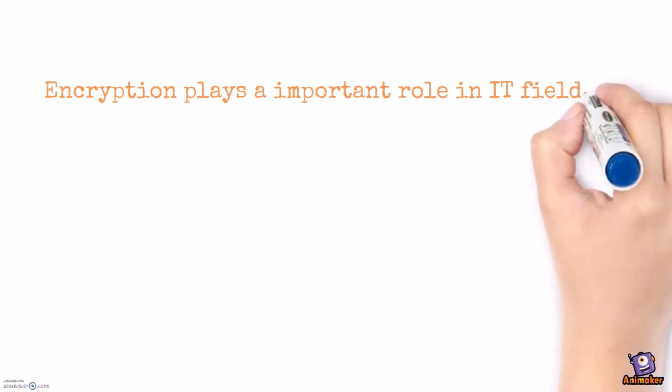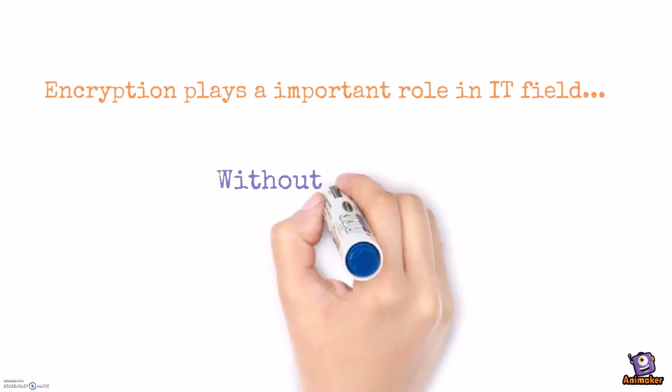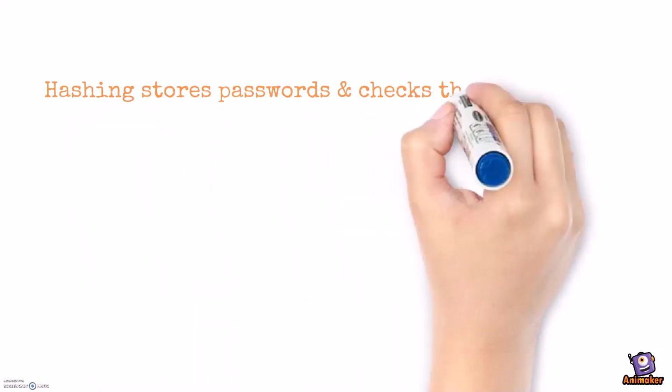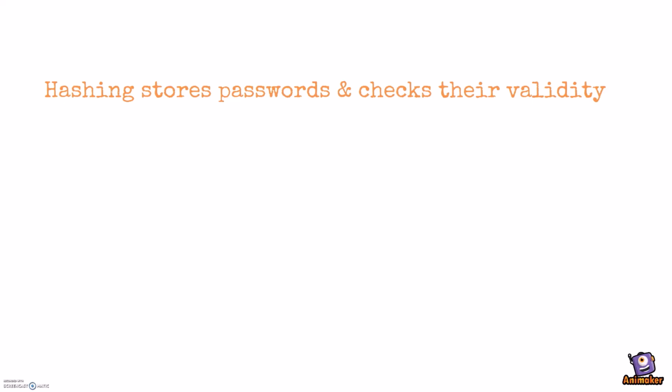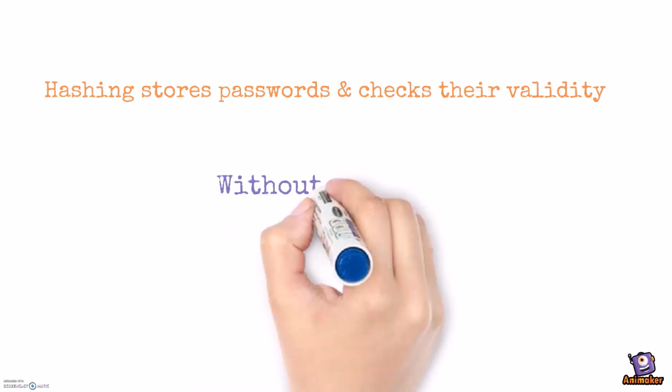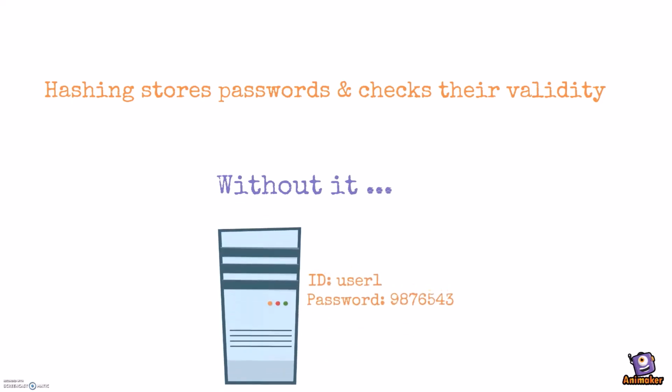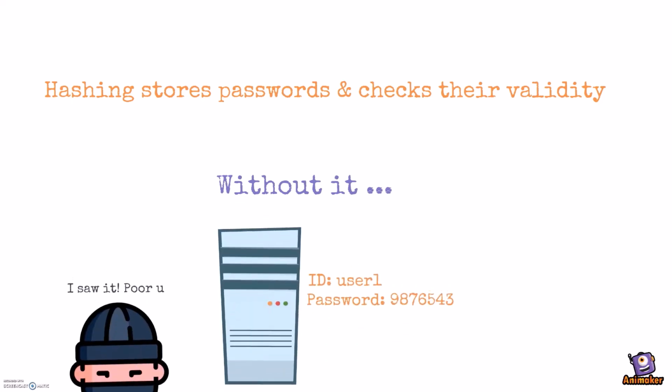Encryption plays an important role in IT. Without encryption, there is no way to protect users' information. Most websites use hashing to store their passwords and check their validity. Without hashing and other forms of encryption, the only way to store passwords is to store them directly in the database as plaintext values, which poses a high security risk to the users.